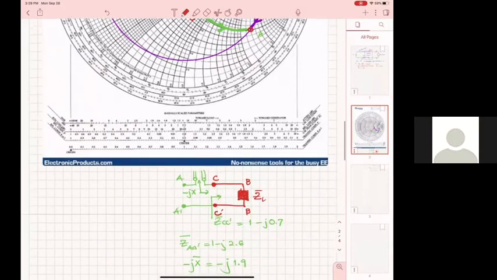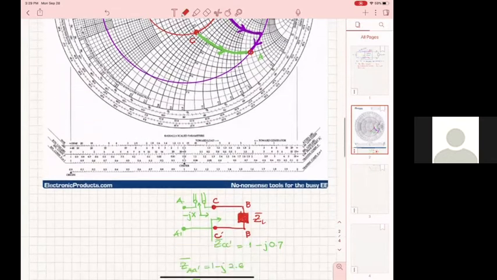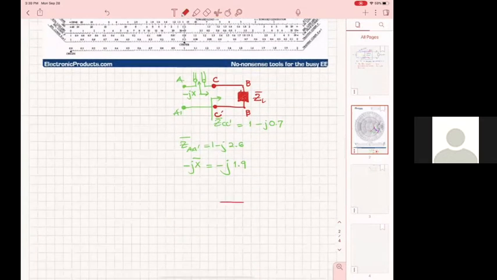We did the first one, and we found what we need to get. Let's do the second one. The second one implies that I will have the load here, that I will put a series stub, and then from here I will put a transmission line. All right, so I'm here, ZL, and then I put a stub and then transmission line.